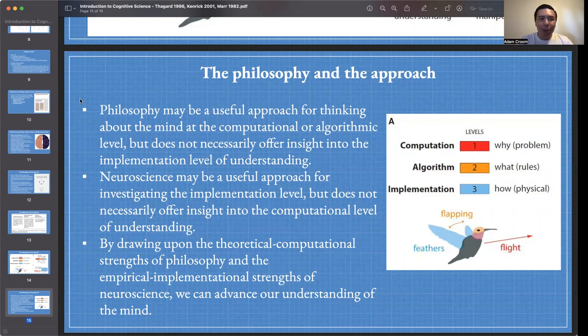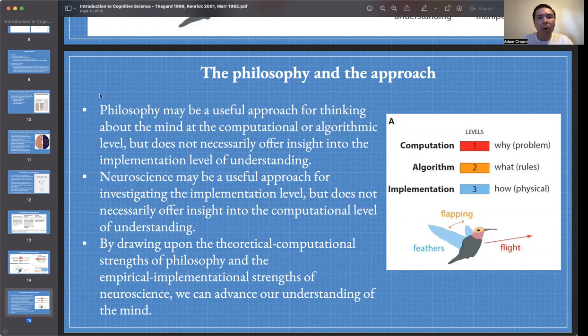All right, so my final point for the lecture today is that philosophy may be a useful approach for thinking about the mind at the computational or algorithmic levels, but does not necessarily offer insight into the implementation level of understanding. Neuroscience, on the other hand, may be a useful approach for investigating the implementation level, but this does not necessarily offer us insight into the computational level of understanding. So by drawing upon the theoretical computational strengths of philosophy and the empirical implementational strengths of neuroscience, we can advance our understanding of the mind.